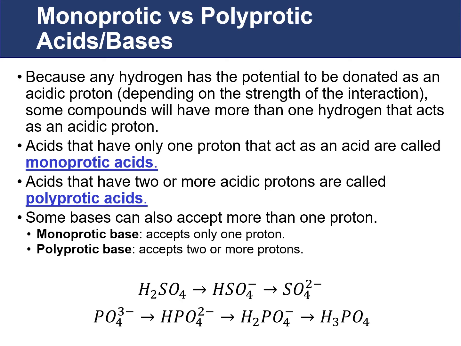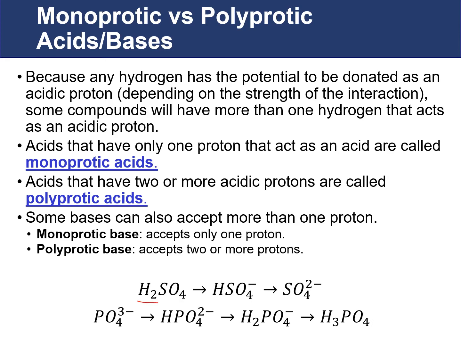We can also have bases that can accept 1 or 2 or more protons. So a monoprotic base is one that has the ability to accept only 1 proton. A polyprotic base is a base that can accept 2 or more protons. So an example of this would be H2SO4. H2SO4 actually has 2 acidic hydrogens.